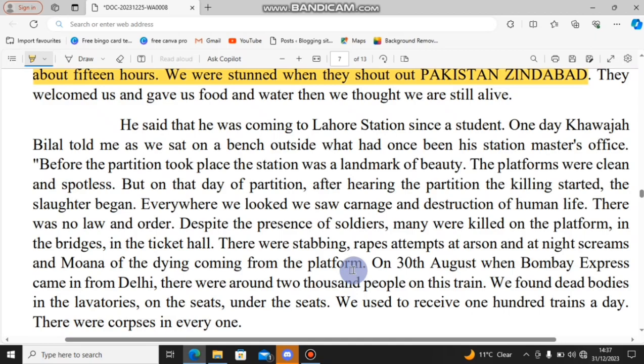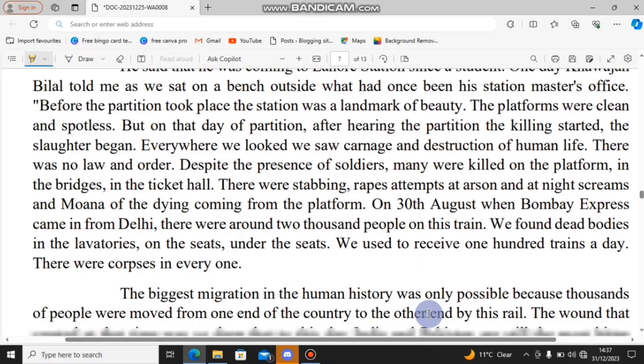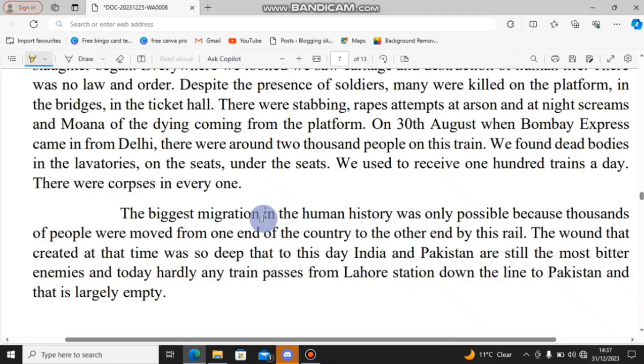On 30th August, when the Bombay Express came in from Delhi, there were around 2,000 people on this train. We found dead bodies in the lavatories. The biggest migration in human history was only possible because thousands of people were moved from one end of the country to the other end by this railway station.